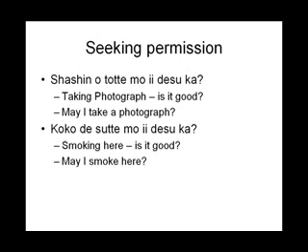Koko de suttemo ii desu ka? We saw 3 slides back that suu is a group 1 verb meaning to smoke. Sutte is the te form of suu. To seek permission to smoke, you may say Koko de suttemo ii desu ka? Tobacco is not explicitly mentioned, but it is understood from the context. So smoking here, is it good? may appear to be a crude translation. May I smoke here is the meaning of this request.